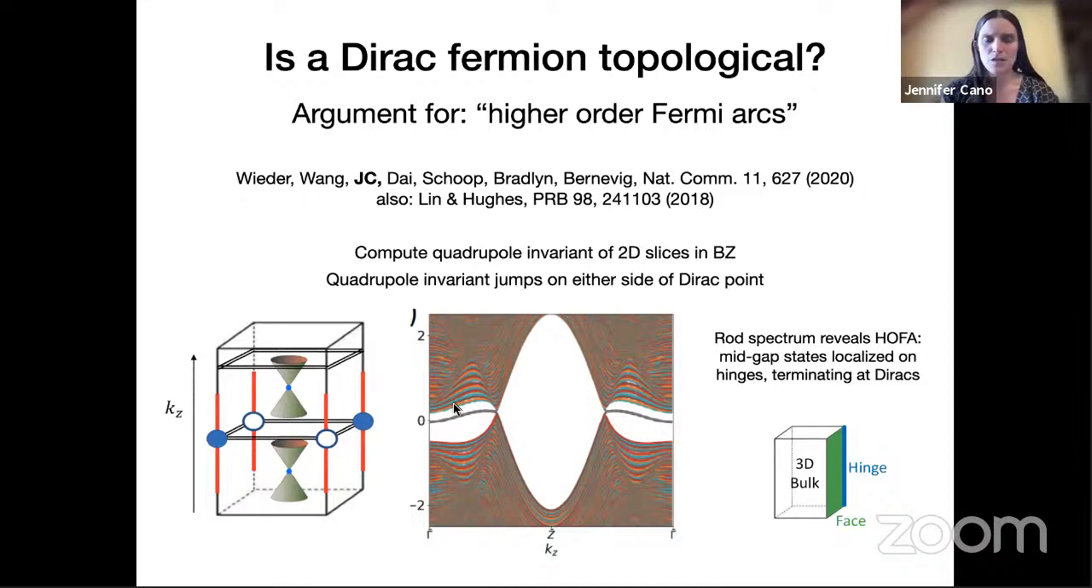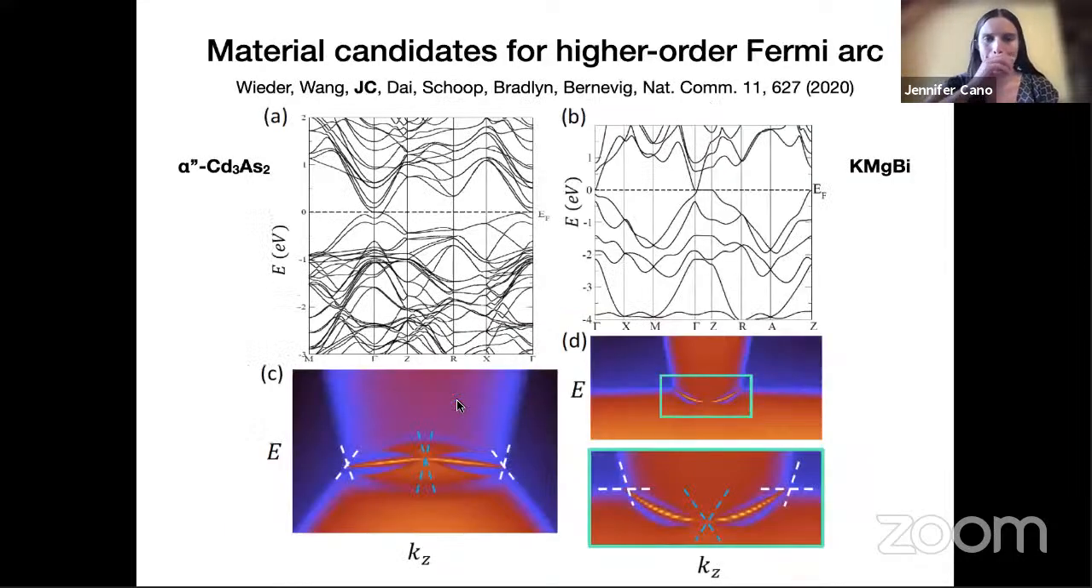Now, in this particular plot, we don't have time reversal symmetry. We just have the product of inversion and time reversal together. But we can actually get more material candidates if we consider time reversal invariant systems. The only obstruction is that a lot of these time reversal invariant systems also have surface states because they have 2D planes which are 2D TIs. And so some examples that we considered were cadmium arsenide and potassium manganese bismuth.